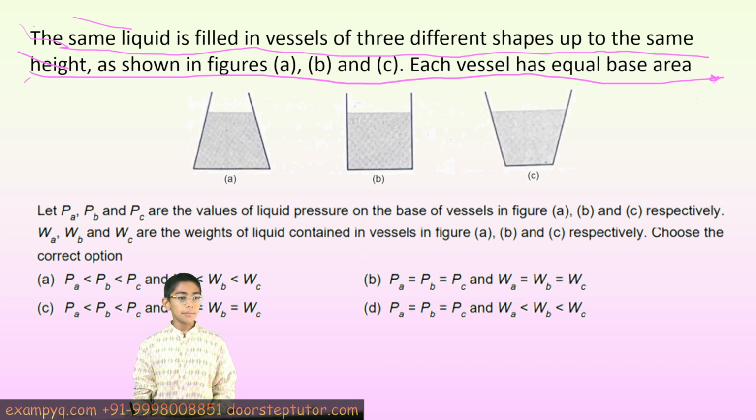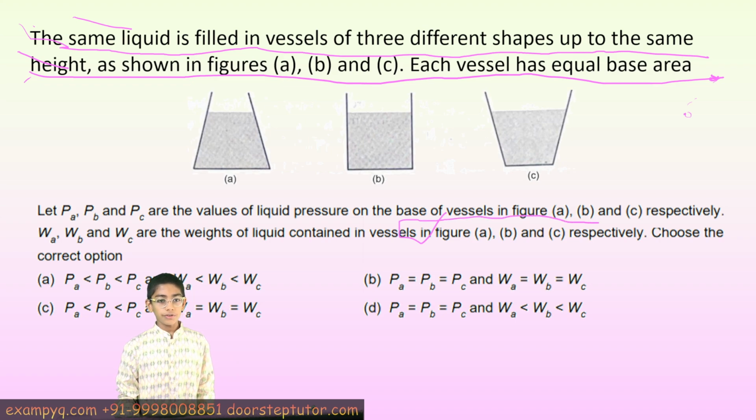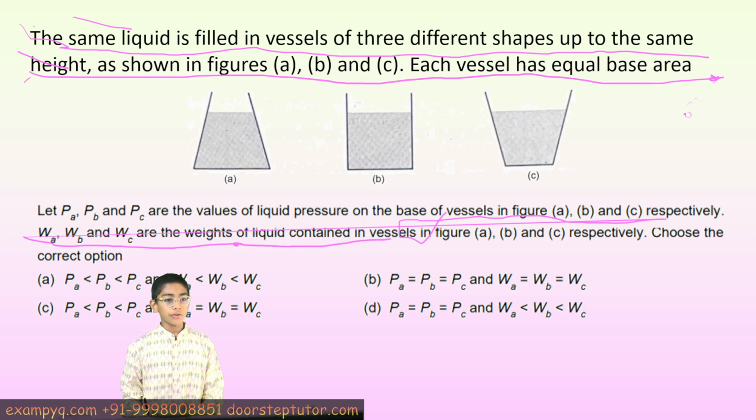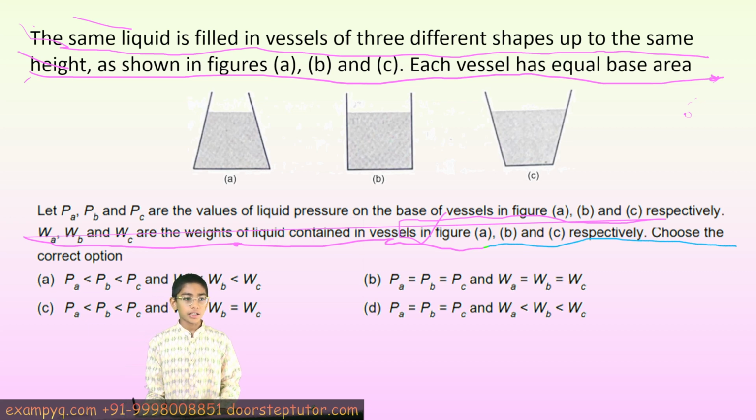Let PA, PB and PC be the pressure values of the liquid at the base of vessels in figure A, B and C respectively. WA, WB and WC are the weights of liquid contained in vessels in figure A, B and C respectively. Choose the correct option.